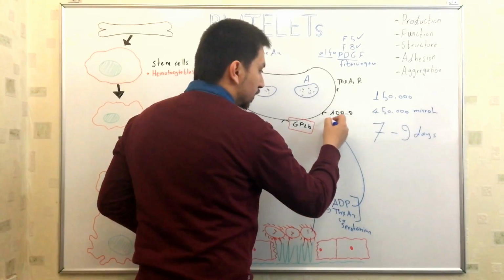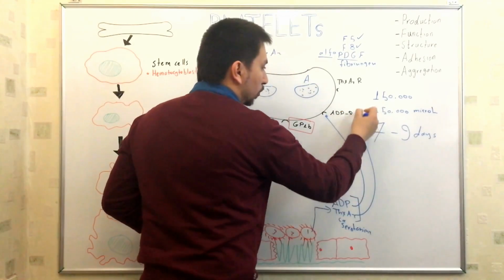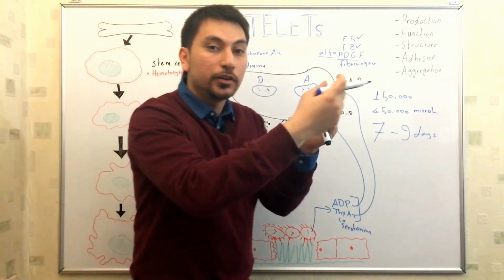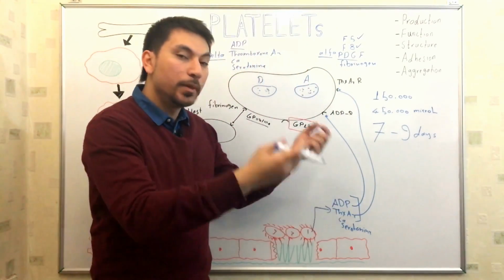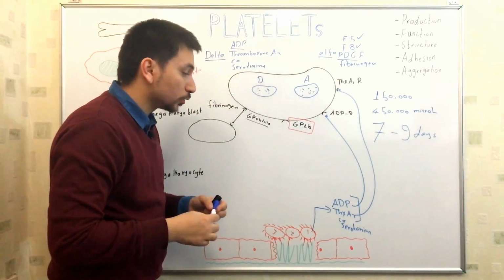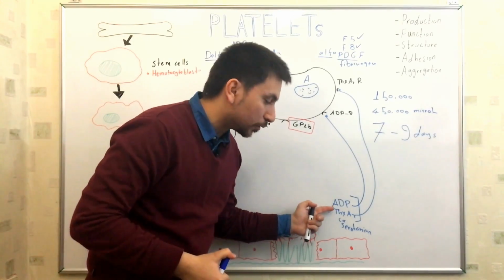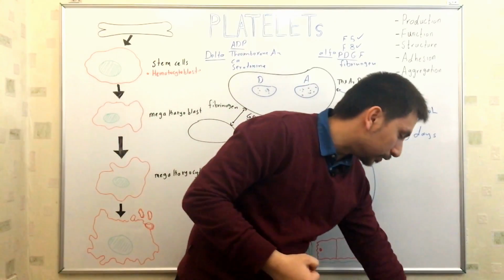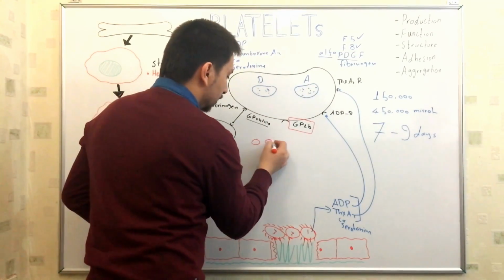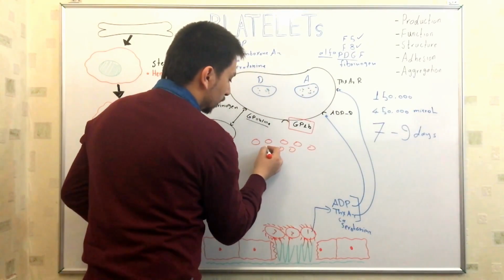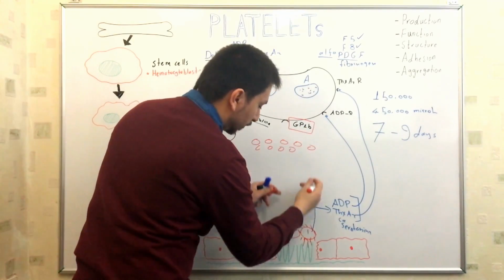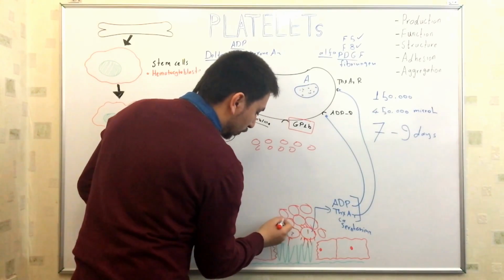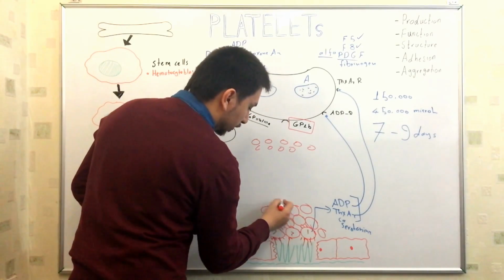ADP will go to its receptor and thromboxane will go to its receptor. So they will lead to aggregation of platelets. They will call many platelets to come to the site of injury. Both ADP and thromboxane A2 will aggregate so many platelets. So let us suppose here there are many platelets. ADP and thromboxane will bring them to the site of injury. So many platelets came to the site of injury, as we see here.